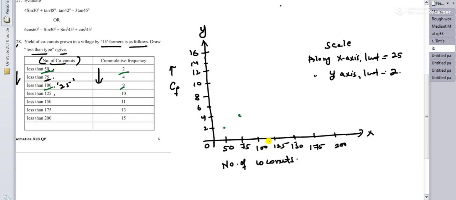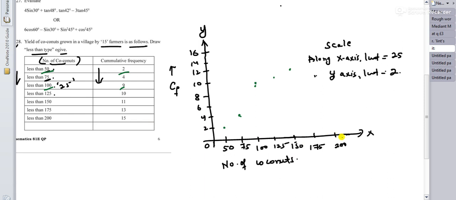Next 100, 9. So on the x-axis look at 100, and on y look at 9. 100 is here somewhere, it will come over here. Next is 125, 10. Sorry, 100 is 9, so it will come near to this. For 125 it is 10, correct? So it will come over here. This will be a little lower. 150, 11. 150 is 11.